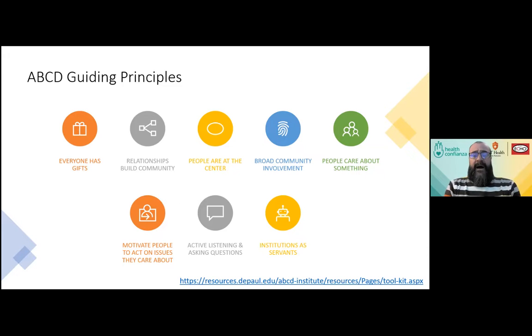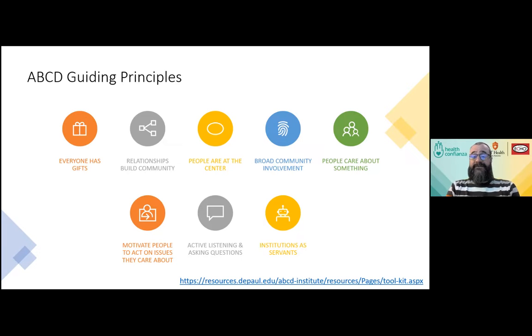The idea behind it is that relationships are central to building community, and building community is central to addressing public health issues. With that said, people are then at the center. We need broad community involvement. It's not about identifying specific leaders or individuals to take the charge, but empowering all of our community members to be part of that process, and helping people identify those things that they care about so that they ideally are then motivated to act upon those issues.